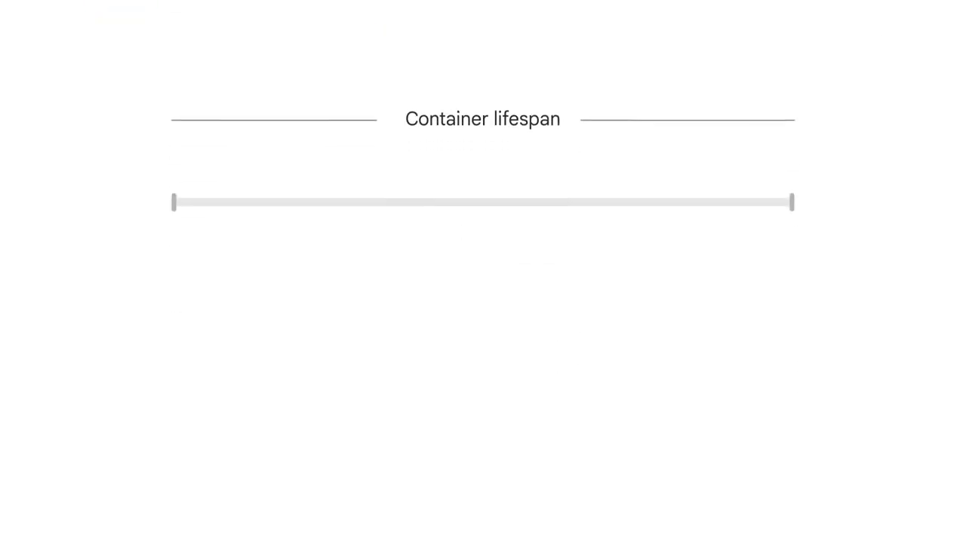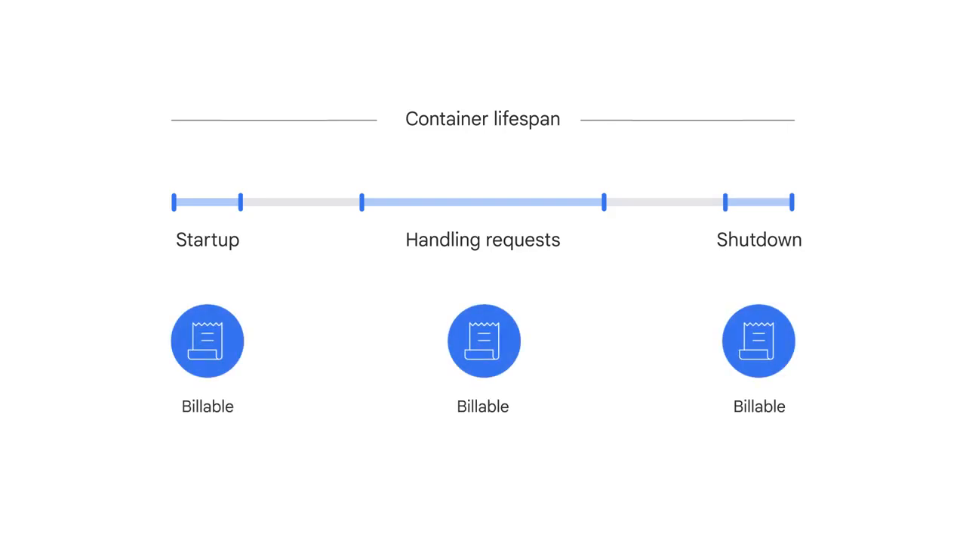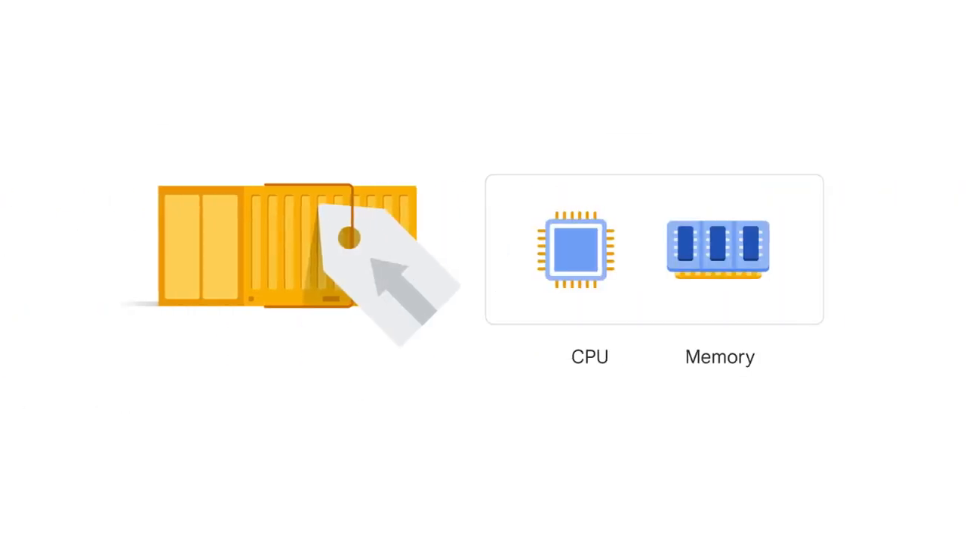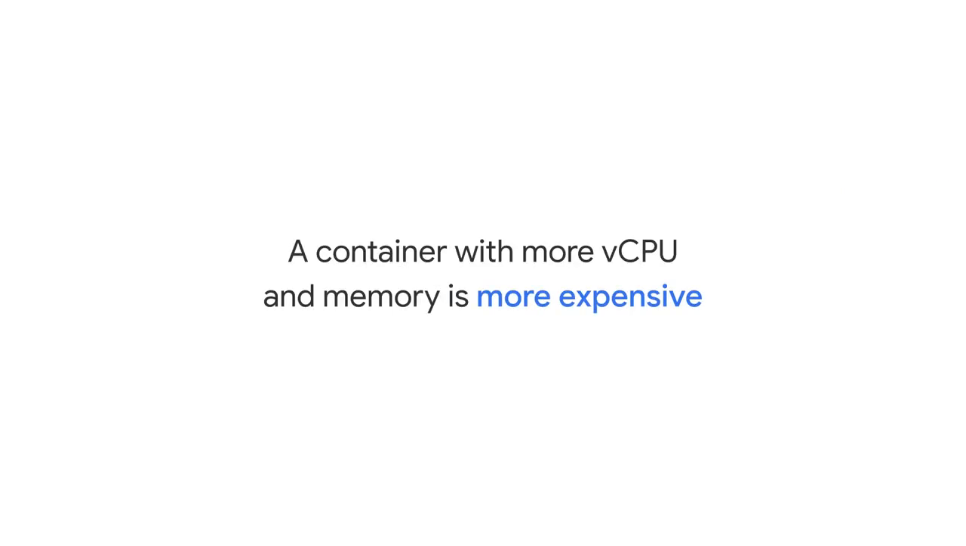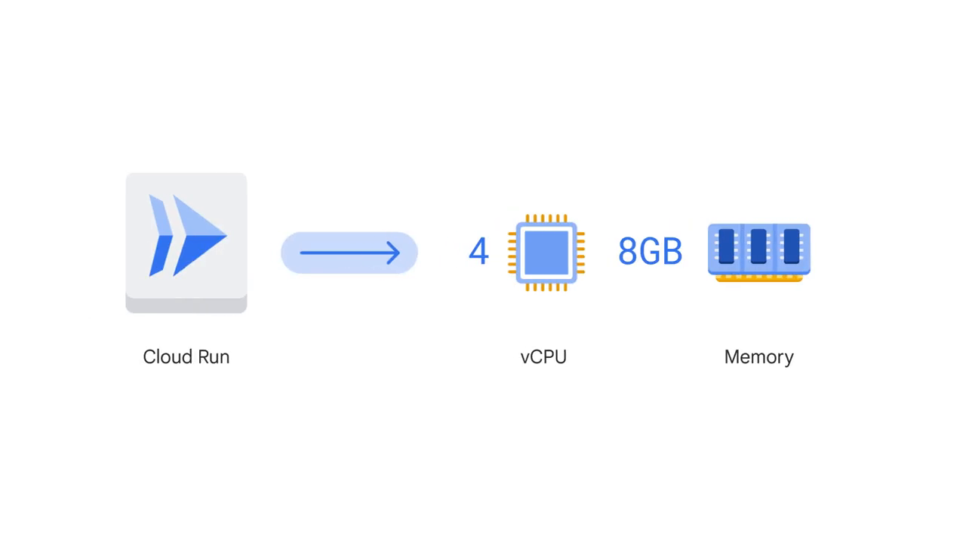The pricing model on Cloud Run is unique, as you only pay for the system resources you use while a container is handling web requests with a granularity of 100 milliseconds, and when it's starting or shutting down. You don't pay for anything if your container doesn't handle requests. Additionally, there is a small fee for every 1 million requests you serve. The price of container time increases with CPU and memory. A container with more vCPU and memory is more expensive. Today, Cloud Run can allocate up to 4 vCPUs and 8 gigabytes of memory.